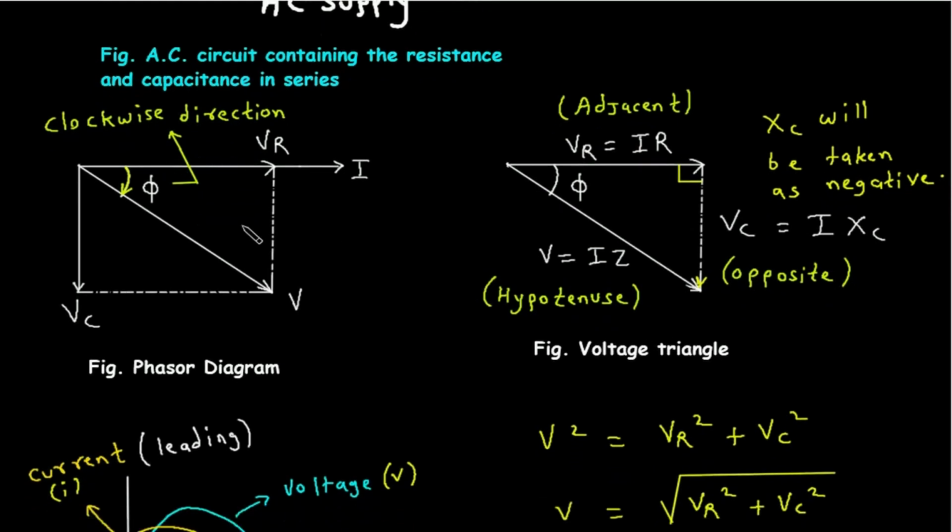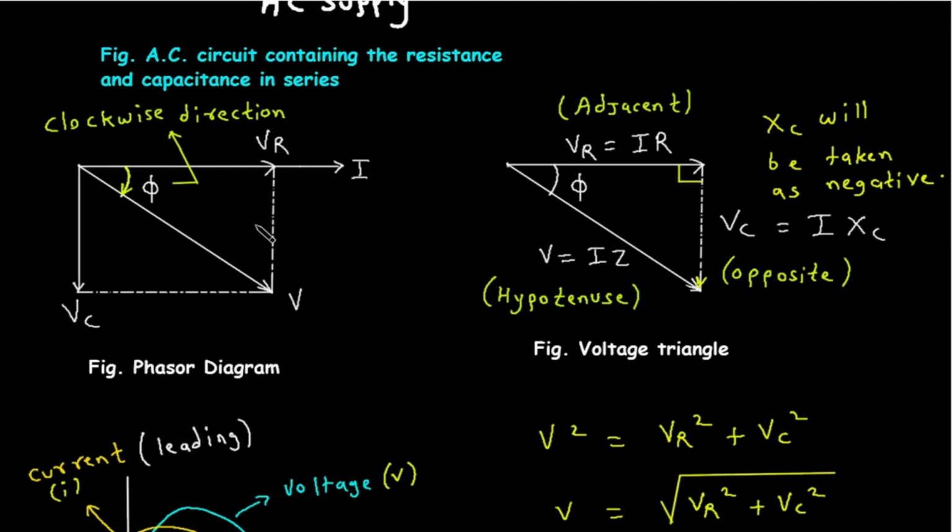This is a phasor diagram. This is a current as a reference. Now this VR is the voltage drop across resistance R, so VR and I are in phase. This is VC, voltage drop across capacitor C, so this VC is lagging this current I. This V is the resultant voltage. This is phi in clockwise direction.